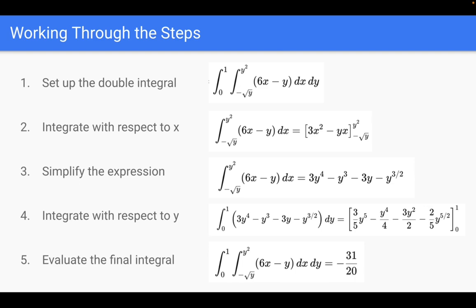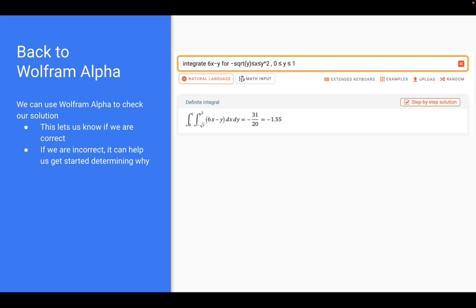So now we have a potential solution. But how do we know if we have the correct solution? How do we know if we did our steps correctly? That we can use Wolfram Alpha to check. So Wolfram Alpha can easily calculate this integral.